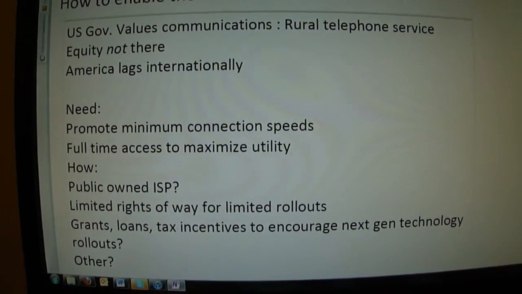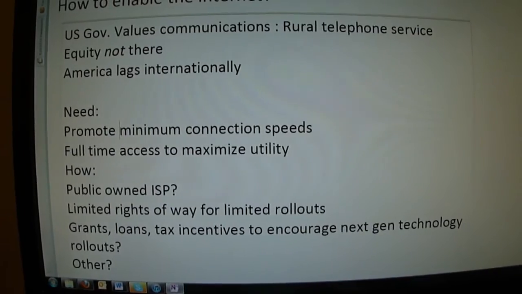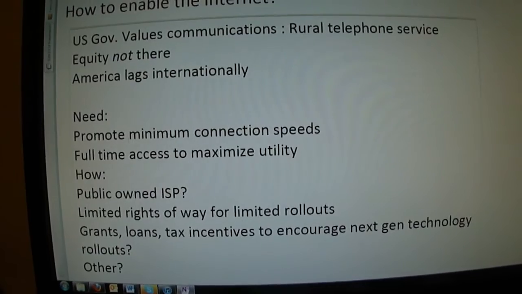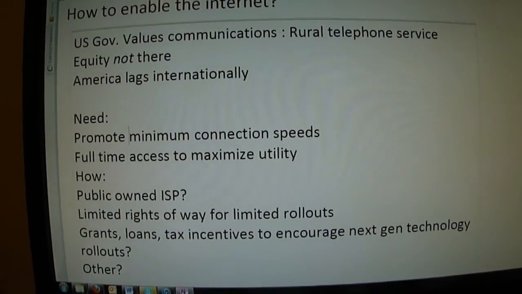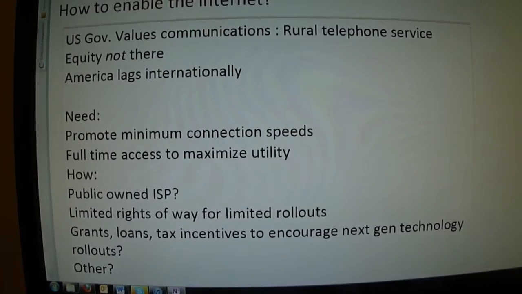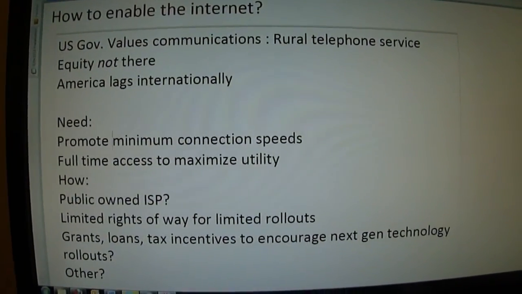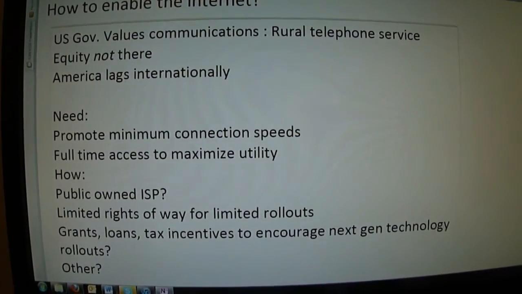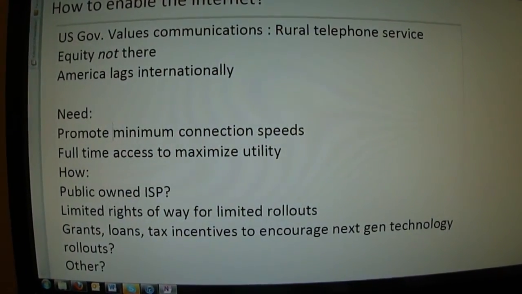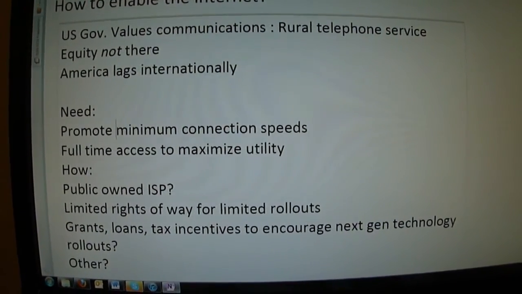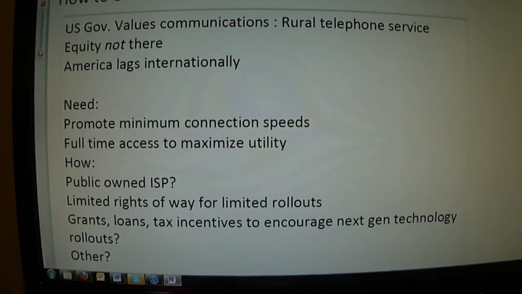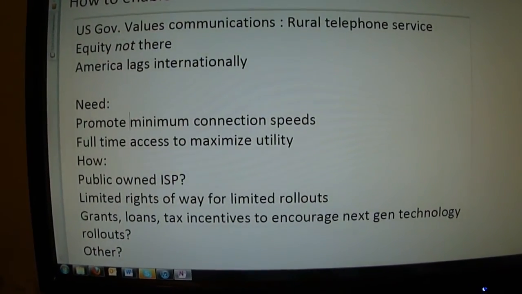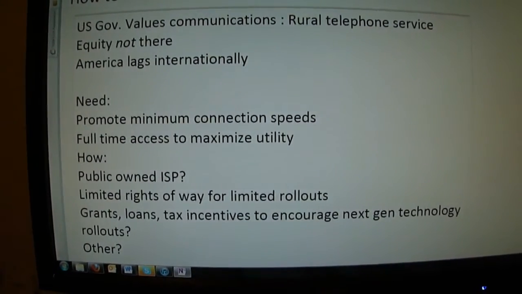What we need to do is promote minimum connection speeds. A connection to the internet is only useful if it can effectively download the content the user wants in a reasonable amount of time. If it takes 3 hours to load a web page, the internet is useless. Also, full-time access to the internet is required. The internet never sleeps, and the only way to maximize utility is to have it available 24/7. That means in-home access is a must, and simply providing public access at places such as universities and libraries will not get the job done.